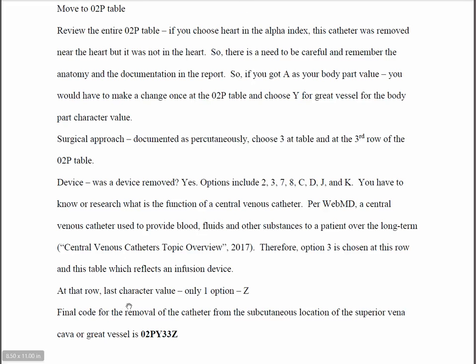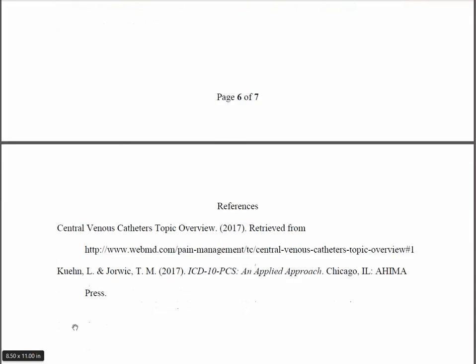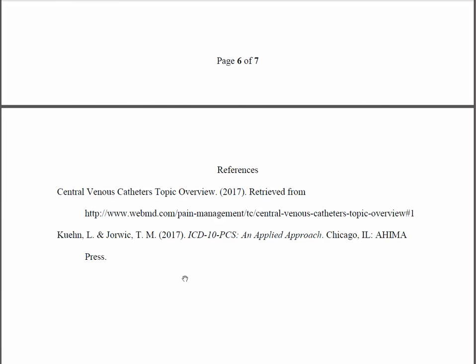And then our last choice is made for us at the table. The only option we have is Z. So the final code for the removal of a catheter from the subcutaneous location via subcutaneous from the location of the superior vena cava or great vessel is 02PY33Z. So you have 2 codes for this particular procedure.